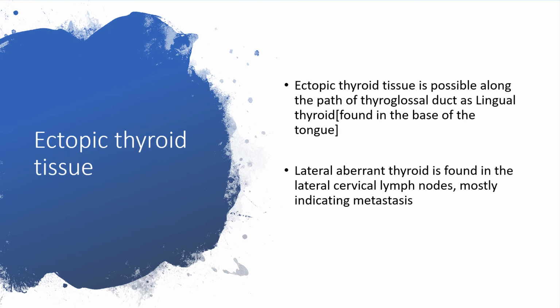Ectopic thyroid tissue. Ectopic thyroid tissue is possible, particularly along the path of the thyroglossal duct, and that will present as lingual thyroid. That is found in the base of the tongue. Lateral aberrant thyroid is found in the lateral cervical lymph nodes, mostly indicating metastasis.